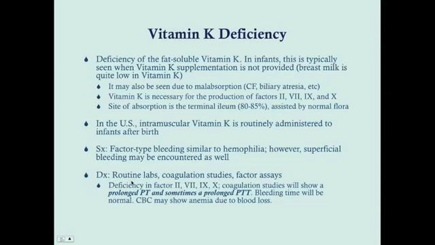For diagnosis, you'll get routine labs, coagulation studies, and factor assays. You'll generally see deficiency in factor 2, 7, 9, and 10. The coagulation studies will show both a prolonged PT and sometimes a prolonged PTT. If you see both prolonged PT and PTT, that really points to vitamin K deficiency. But it can also be other things too. But the deficiencies in the vitamin K dependent factors is really what is going to help you with your diagnosis. The bleeding time will be normal because, remember, this is not a platelet issue. The CBC can show anemia due to blood loss if that's been going on for some time.